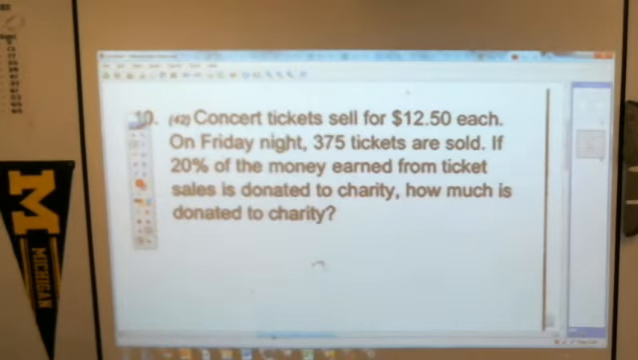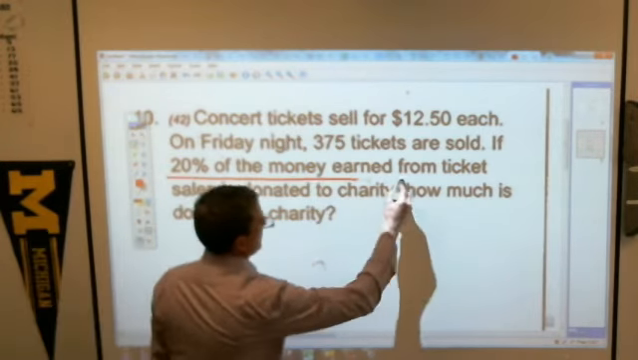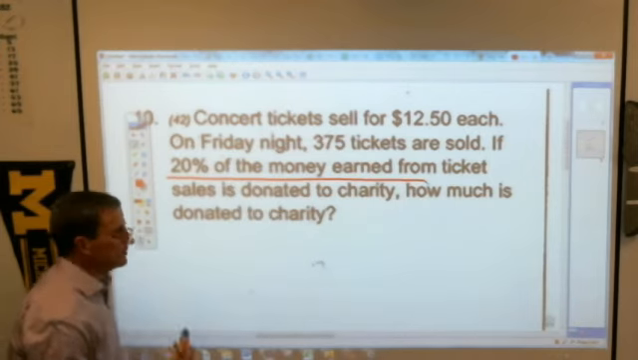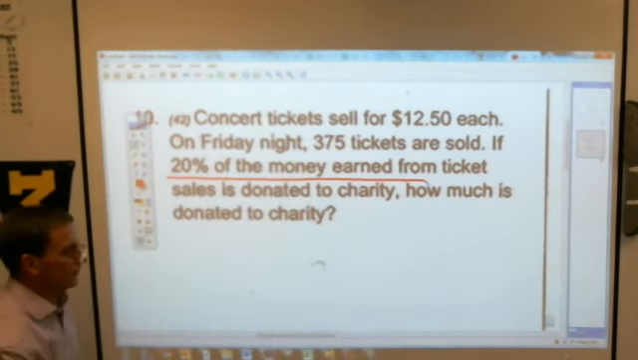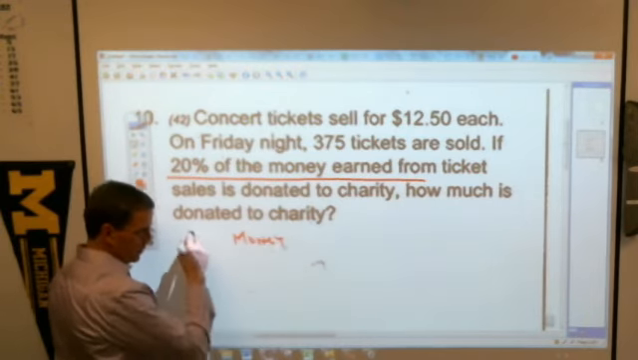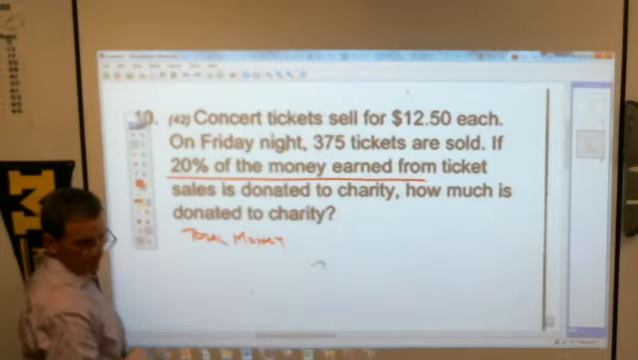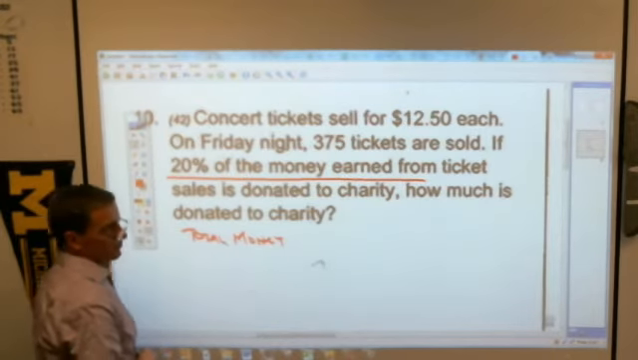Where did you get lost? I don't know. Oh, so the deal is, 20% of the money earned goes there. And percents are always multiplications. So you have to first of all figure out how much money was earned, which is total money. And I assume that just means you're going to have to multiply 1275. I think it's times 375.